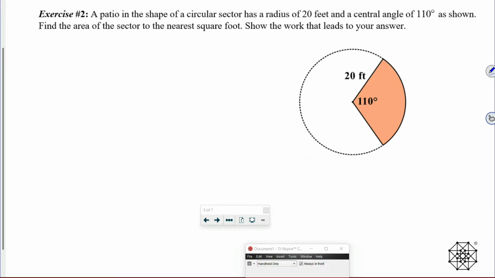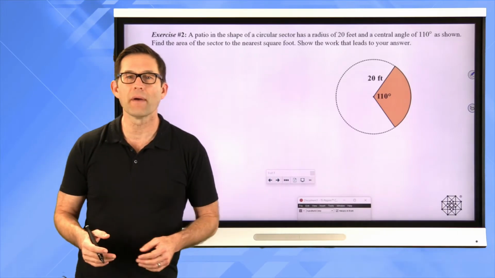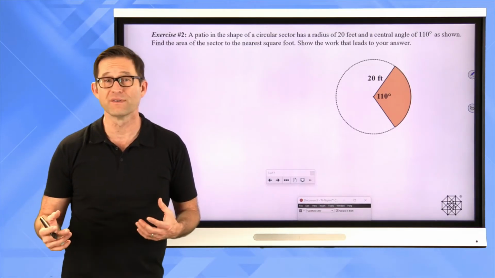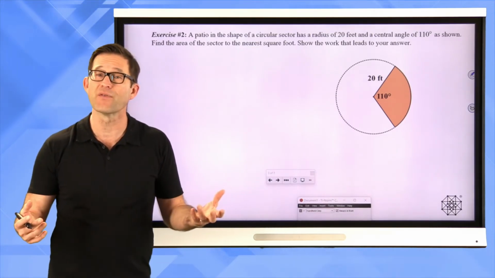A patio in the shape of a circular sector has a radius of 20 feet and a central angle of 110 degrees as shown. Find the area of the sector to the nearest square foot. Show the work that leads to your answer. All right, so let's talk about how you generally can do one of these problems without figuring out that 1/6 up front.